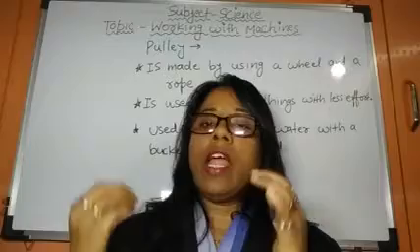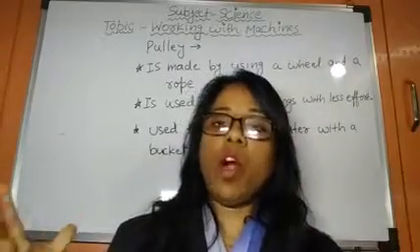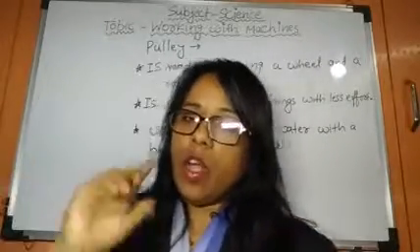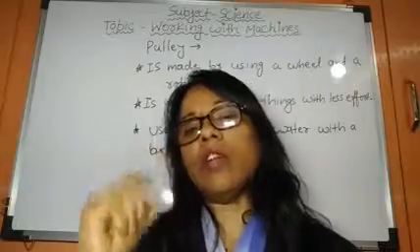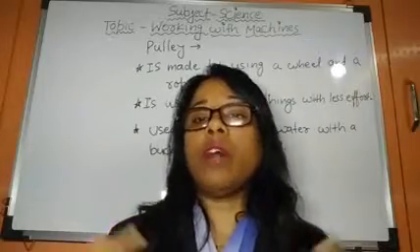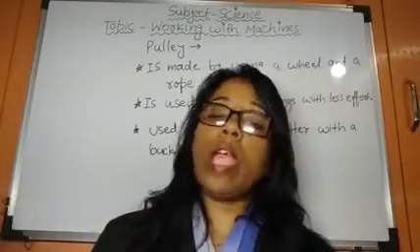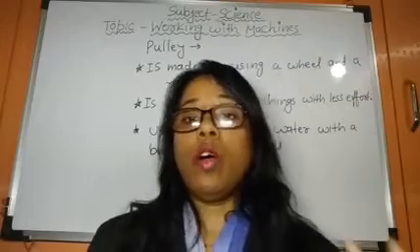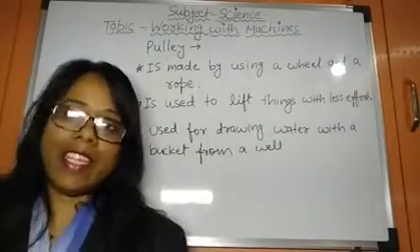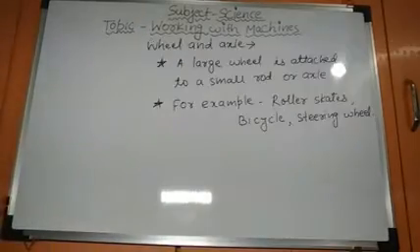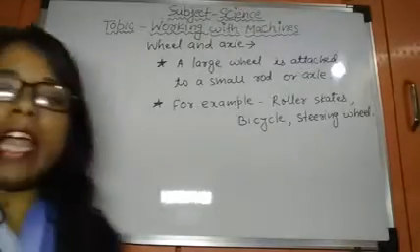Pulley helps in lifting any heavy object very easily. Only one wheel is there and one rope is there. With the help of this wheel and rope, you can do a lot of work very easily. Fine. The next one is wheel and axle.